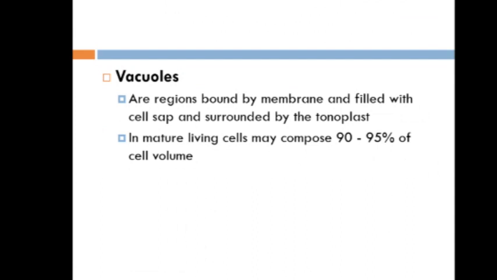Vacuole are regions bounded by membrane and filled with cell sap and surrounded by the tonoplast. Kwa hiyo membrane, vacuole, kuna vacuole membrane ambayo imesurround. Mwanzo kule tuliappreciate, tuliona. And filled with cell sap. Ndani kuna cell sap kule. Surrounded by that, inakuwa pia surrounded by the tonoplast. In mature living cell may compose 90-95% of cell volume. Cell volume nyingi zinakuwa zina found katika vacuole.